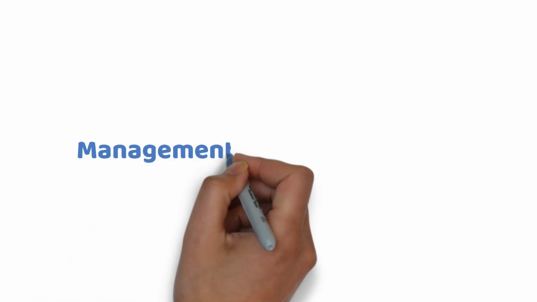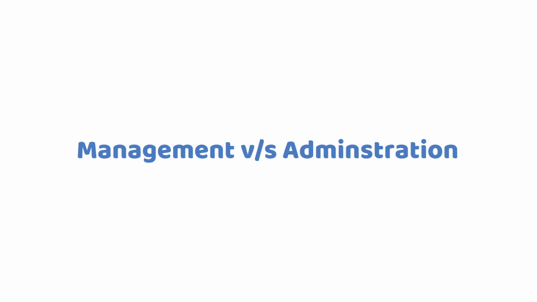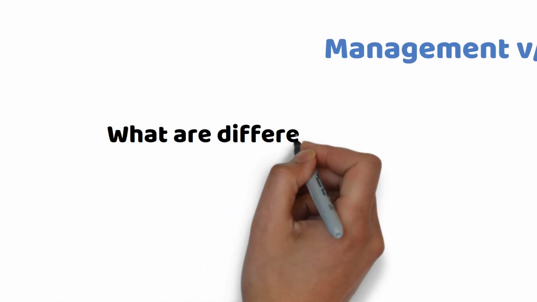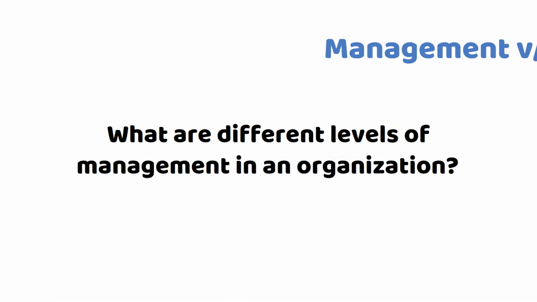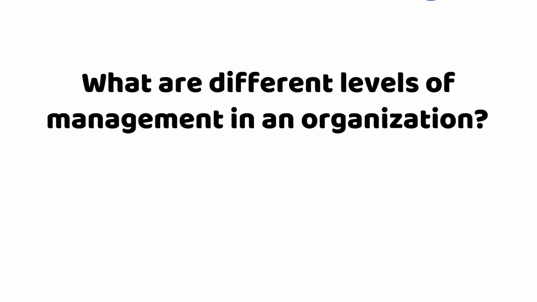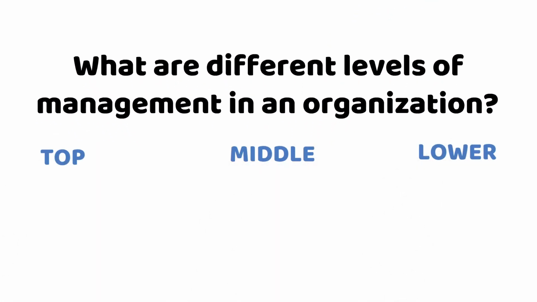Hello, everyone. In today's session, we will discuss how management differs from the administration. Before understanding the difference between administration and management, let us understand the different management levels. There are generally 3 levels of management within an organization: top level, middle level, and lower level management.